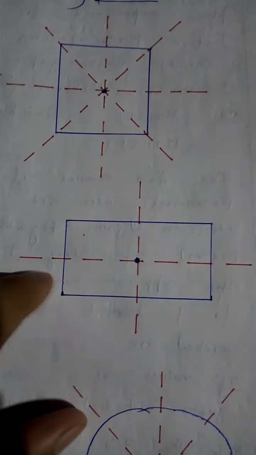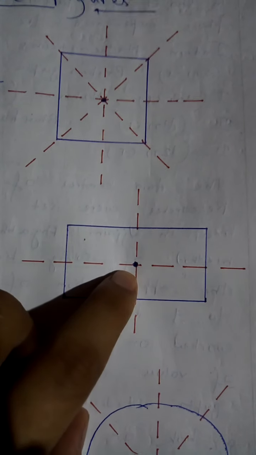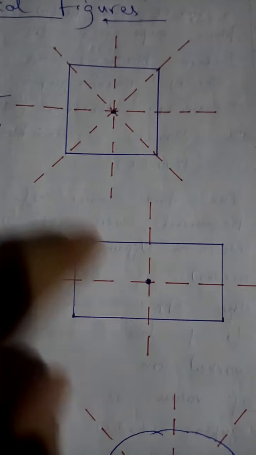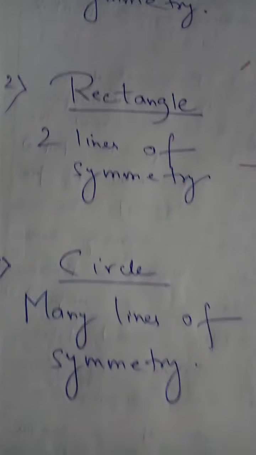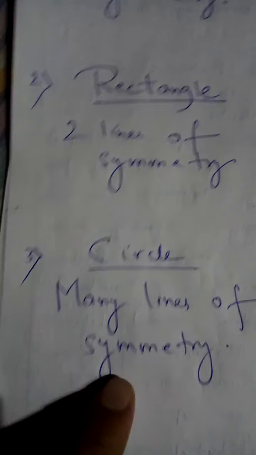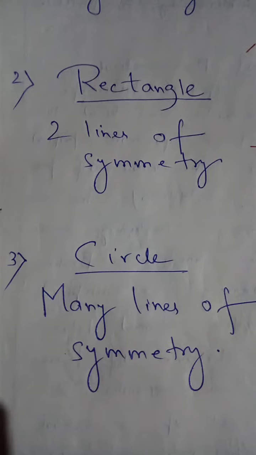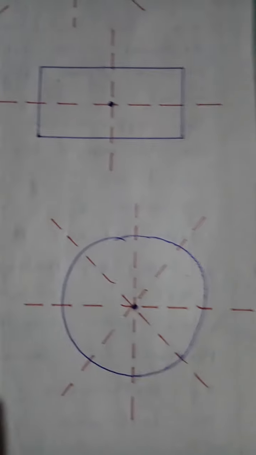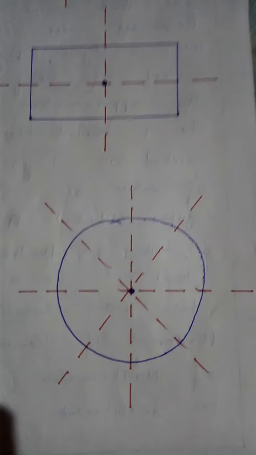Draw this circle with your compass. Okay, I have drawn with hand. So you can see in a circle I have drawn here 1, 2, 3, 4 lines of symmetry. Actually you can draw many lines of symmetry. That's why I have written here many lines of symmetry. You can draw many lines of symmetry, but I have drawn here 4 lines.